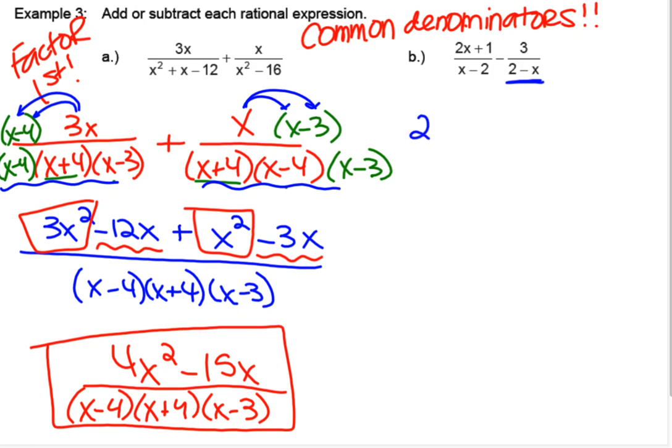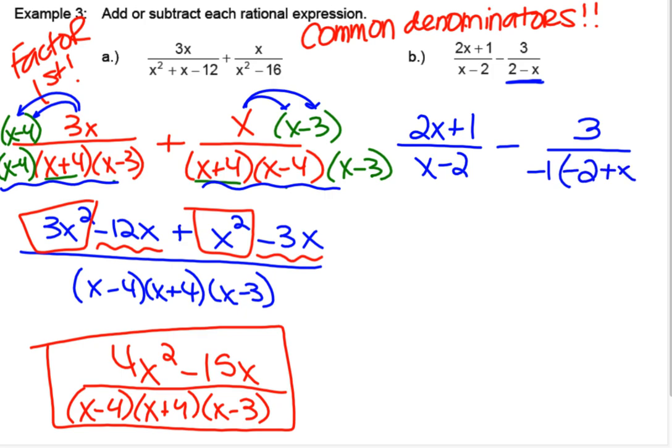So what I want to do to make our lives a little bit easier is I'm going to leave my first fraction alone, and then I'm going to go ahead and subtract 3 over, instead of 2 minus x, I'm just going to simply factor out a negative 1. Okay, what happens when I factor out a negative 1? I'm left with negative 2 plus x. Well, now my denominators match. Now I have this x minus 2 again. And remember, it doesn't matter if I put the negative in the bottom or the top of a fraction.